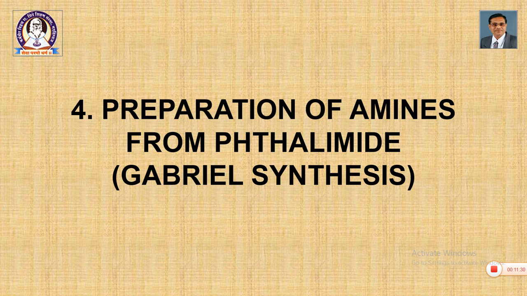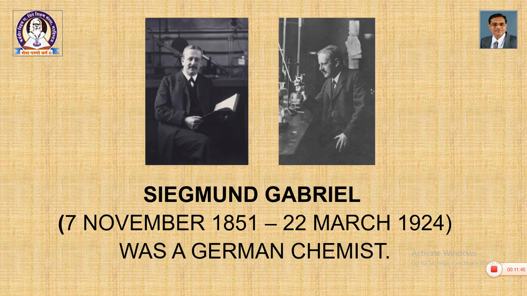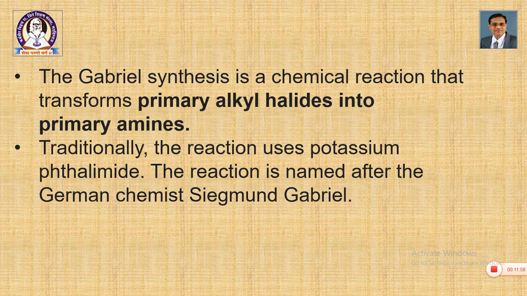Okay, so next is the fourth method. The fourth method of preparation of amines is preparation of amines from phthalimide, and it is called the Gabriel synthesis. As per the scope or the syllabus assigned to us, we are going to learn only these four reactions. So who is this Gabriel? He is Sigmund Gabriel. He was a German chemist. The period is given. These are photographs of Sigmund Gabriel. Let us see the general idea of Gabriel synthesis.